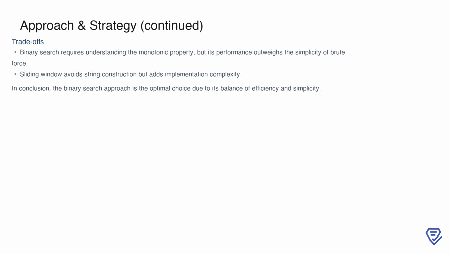It minimizes the computational overhead by reducing the number of substring checks and avoids unnecessary operations, making it well-suited for handling large inputs. In conclusion, leveraging the monotonic property of substring repetition through binary search ensures that we achieve an optimal solution to the problem of finding the maximum repeating substring.